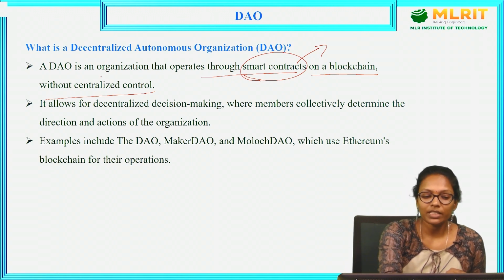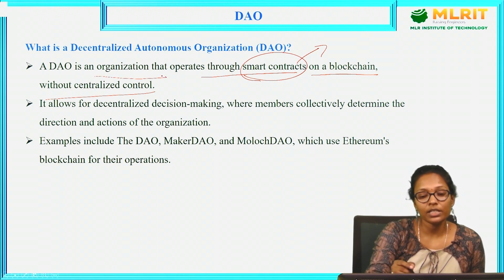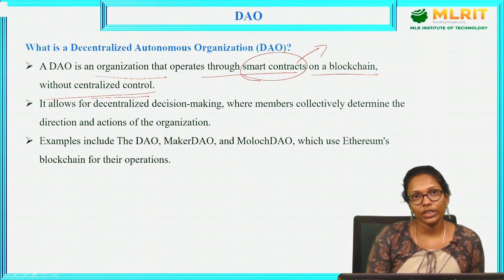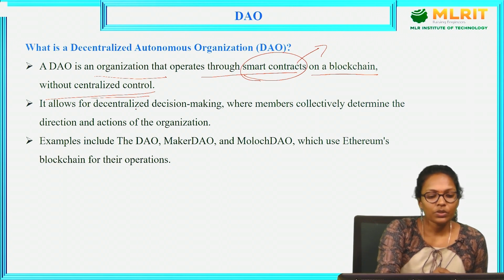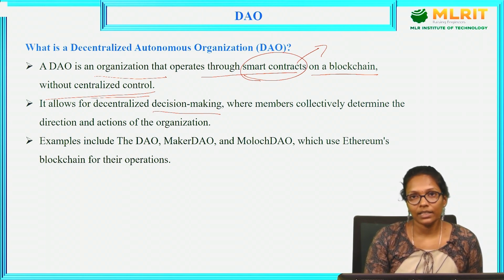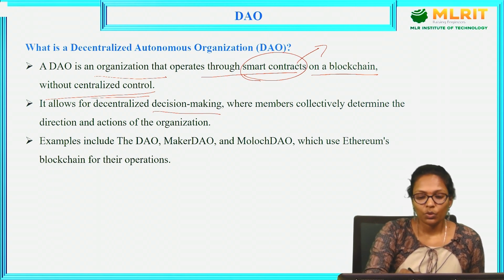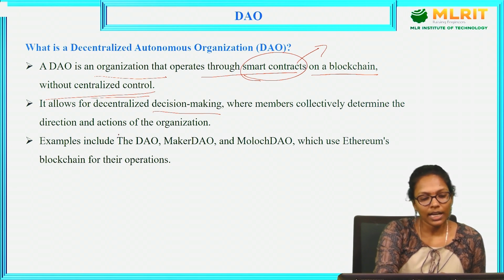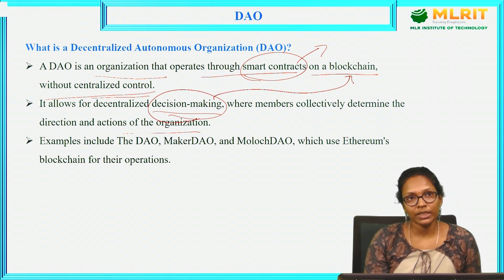So a DAO is an independent organization, and centralized control is not there for this DAO. It allows decentralized decision making, that is, no single person will take the decision. As we know in blockchain, a group of nodes will validate the transaction. So if I take any decision, I need a consensus mechanism for that decision. If the decision is valid, then it will be considered, where members collectively determine the direction and actions of the organization. This decision making can be done using the blockchain, using some consensus mechanism.